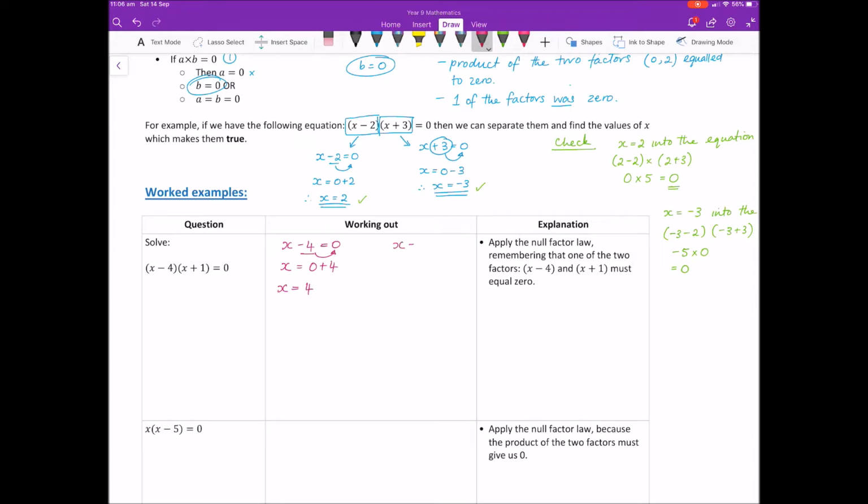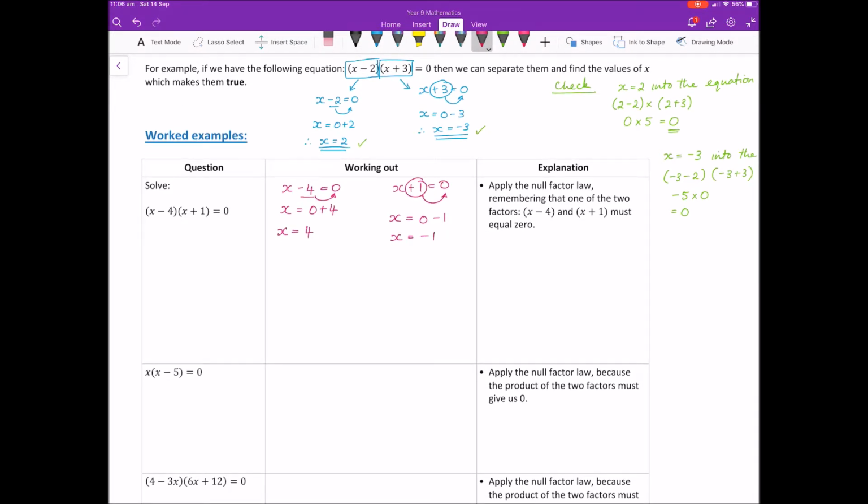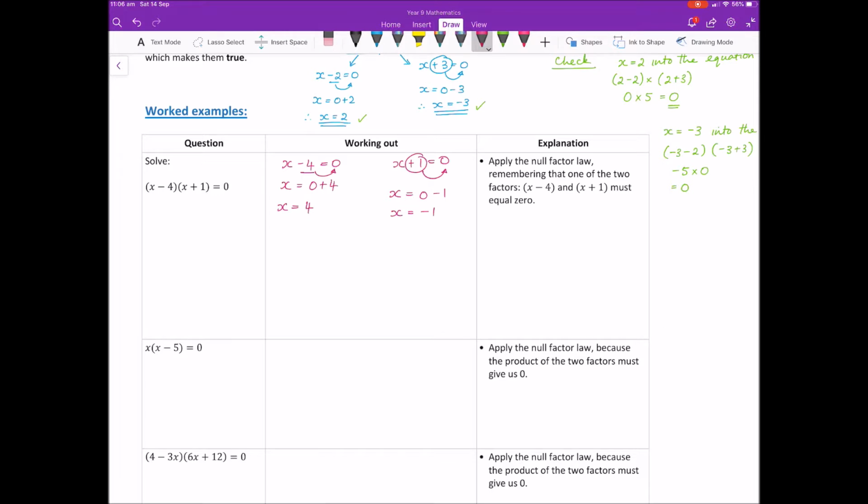Then I can do the same with x plus 1 equals 0, taking this positive 1 to the other side, and I get x is equal to 0 minus 1, giving me an answer of x is equal to negative 1. Again, all this is telling me is if I substitute x is equal to 4 into the expression, or the equation, sorry, I will get an answer of 0. Or I can choose to substitute x equals negative 1 into the equation, and I will also get an answer of 0. So again, you can apply your checks if you like, especially when you're starting out, to make sure that you are solving your equation correctly, and you are grasping that concept of null factor law.